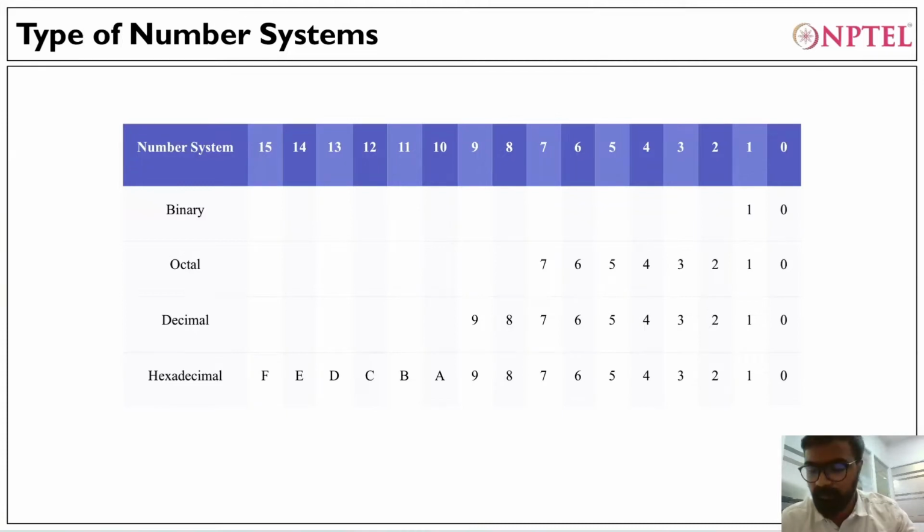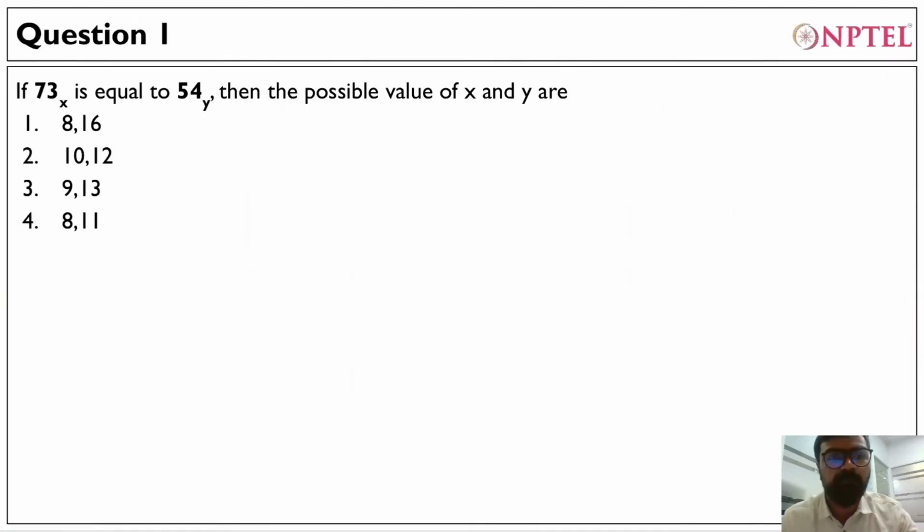Just go through it. In this particular session, I'll be going through a couple of questions. You can also simultaneously try all of these questions. Let's start with the very first question, which says that if 73, which has base x, is equal to 54, which has base y, then the possible values of x and y are, right? I have four options.